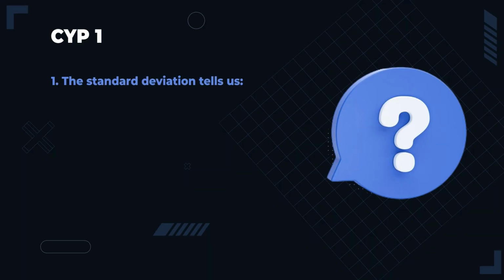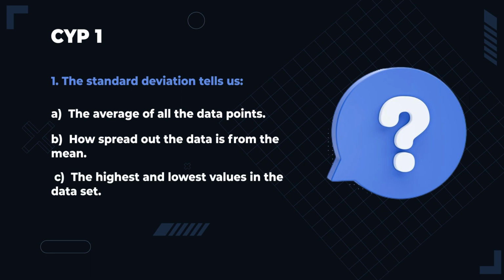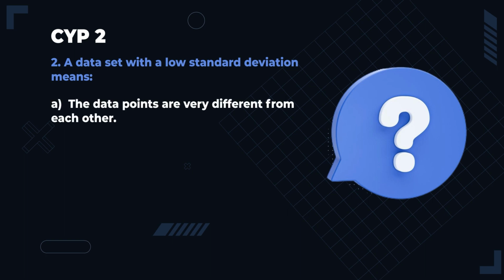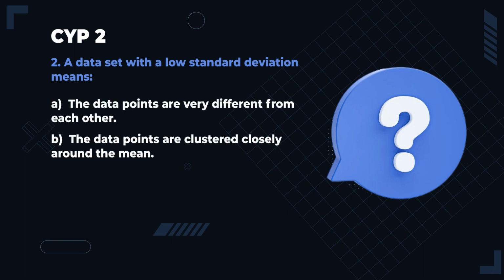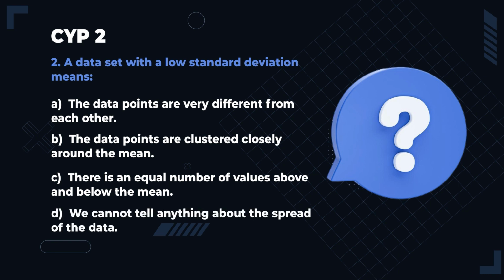Question 1: the standard deviation tells us: option A, the average of all the data points; B, how spread out the data is from the mean; C, the highest and lowest value in the data set; and D, none of the above. Second question: a data set with a low standard deviation means: option A, the data points are very different from each other; B, the data points are clustered closely around the mean; C, there is an equal number of values above and below the mean; D, we cannot tell anything about the spread of the data.